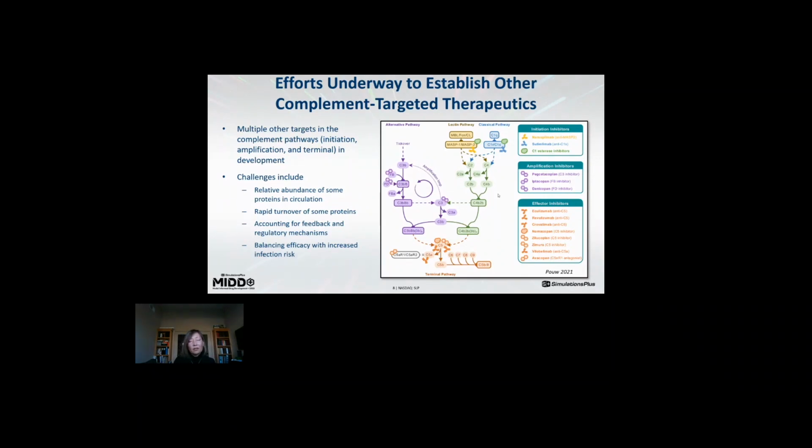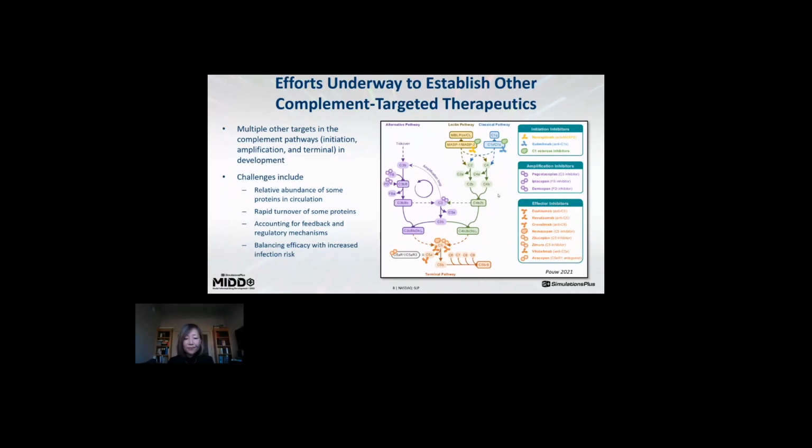And then finally, this is part of the innate immune response. There is a potential risk that if you knock complement down very robustly, you might increase the susceptibility to infection risk in patients.